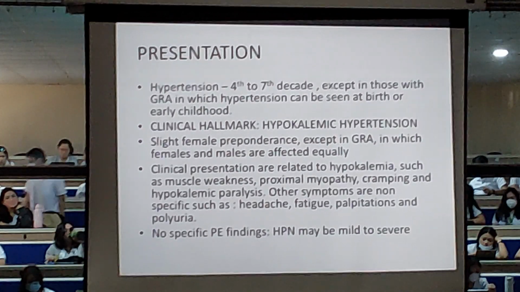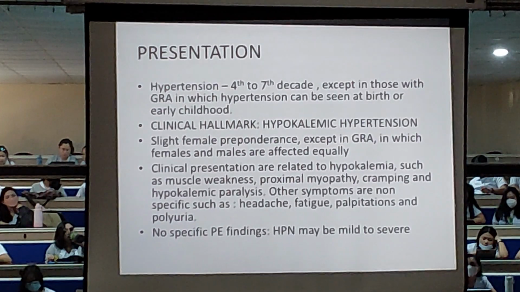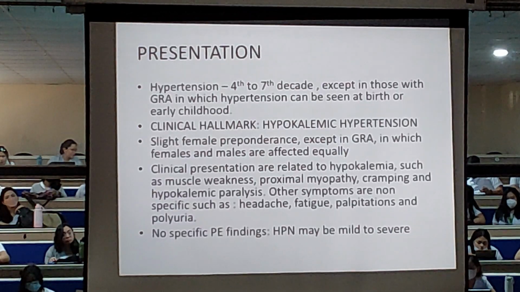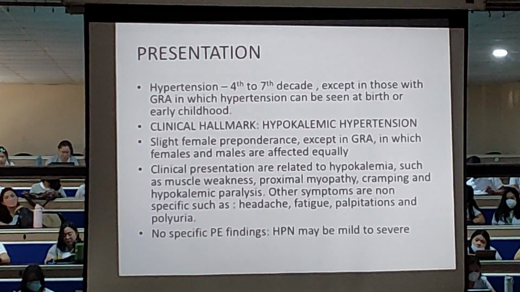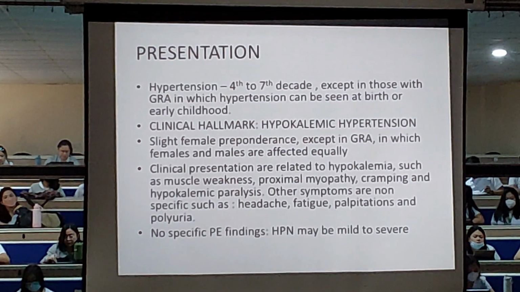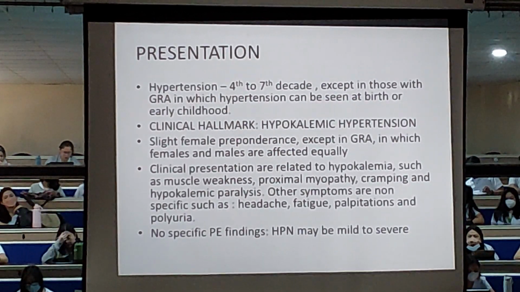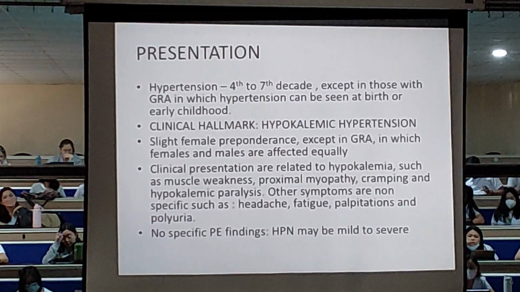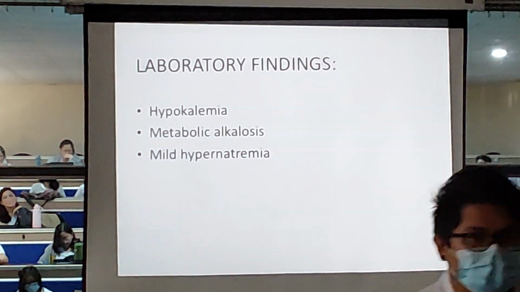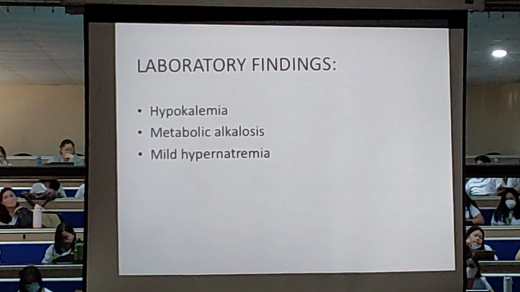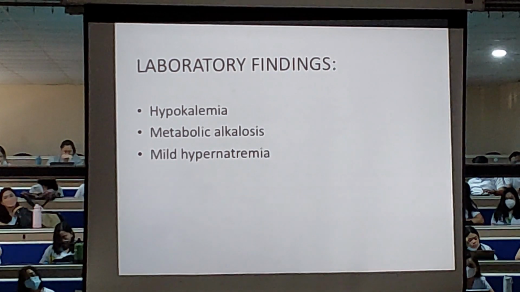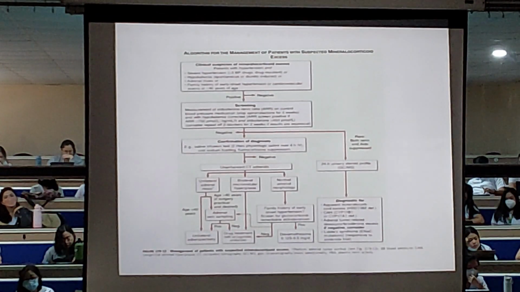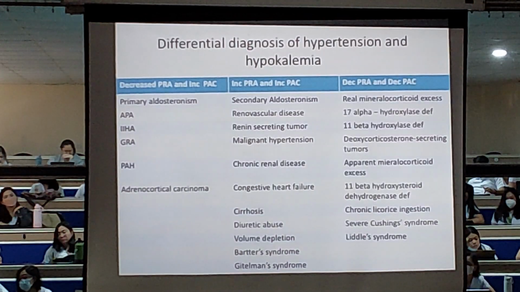There are no specific physical exam findings in patients with primary hyperaldosteronism. Hypertension may be mild to severe. They may present with hypertension and hypokalemia, and that's the hallmark of primary hyperaldosteronism. Again, laboratory findings may include hypokalemia. ABG may show metabolic alkalosis and mild hypernatremia. I won't discuss that anymore.